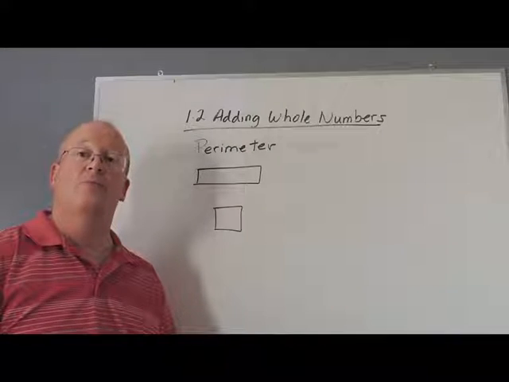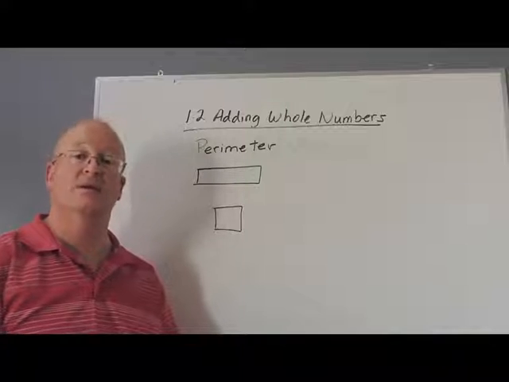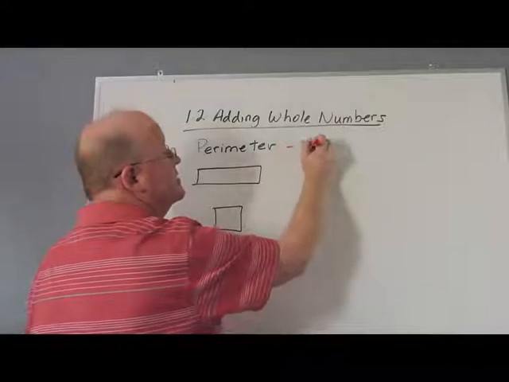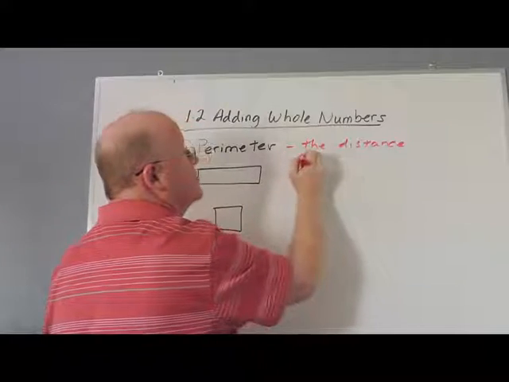Now let's talk about perimeter. Perimeter is an addition word. Basically, the perimeter of a shape is the distance around the shape.